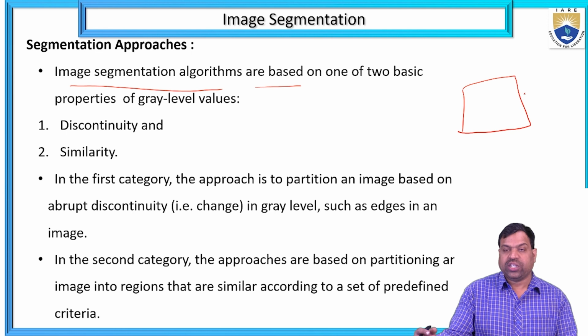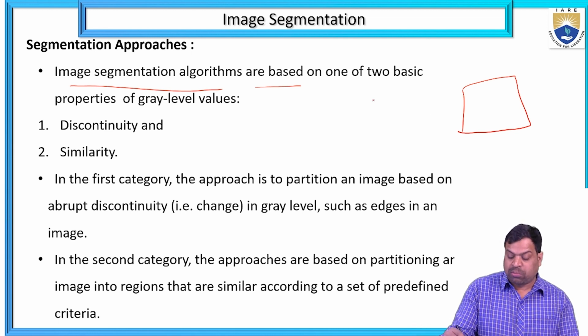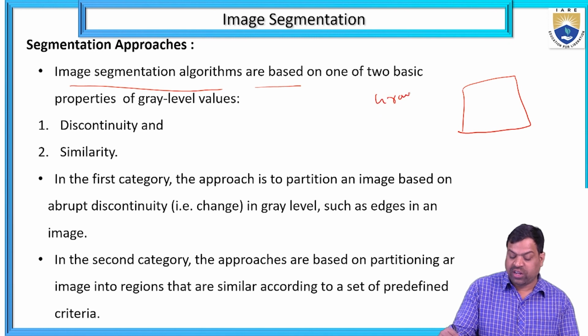So image segmentation is an algorithm. It is an analysis to find the segments in the image. The algorithms are based on 2 basics: discontinuity and similarity. But these depend on your gray level. Every segmentation is in the gray level only. We have to find it out easily.